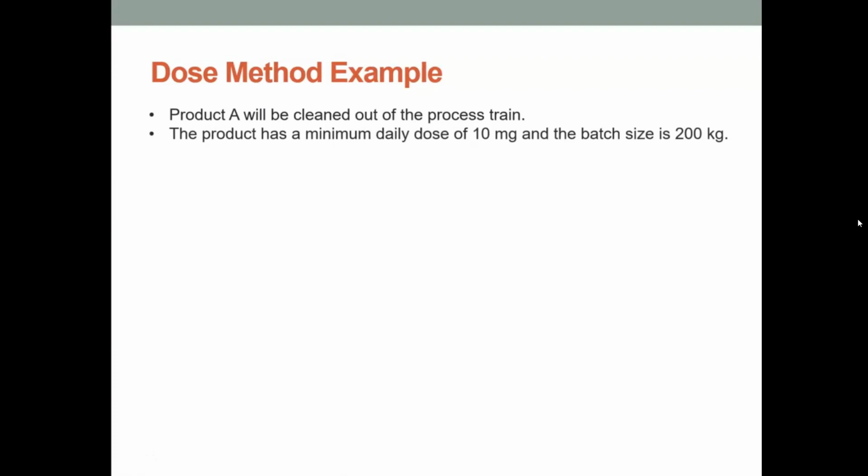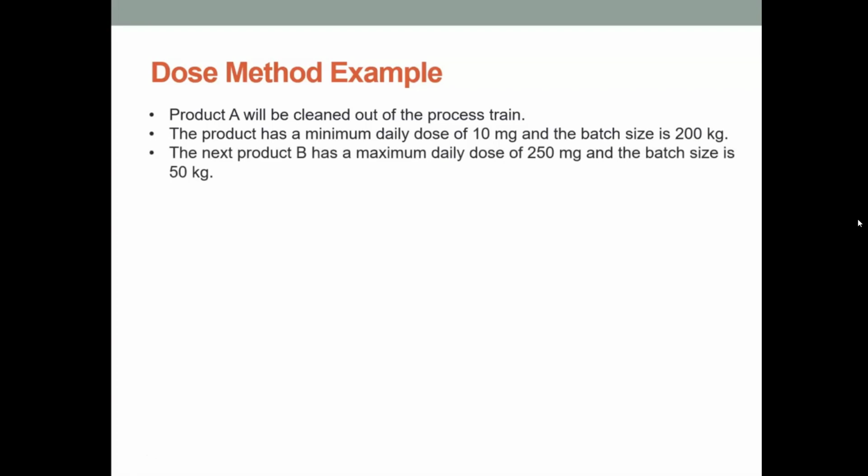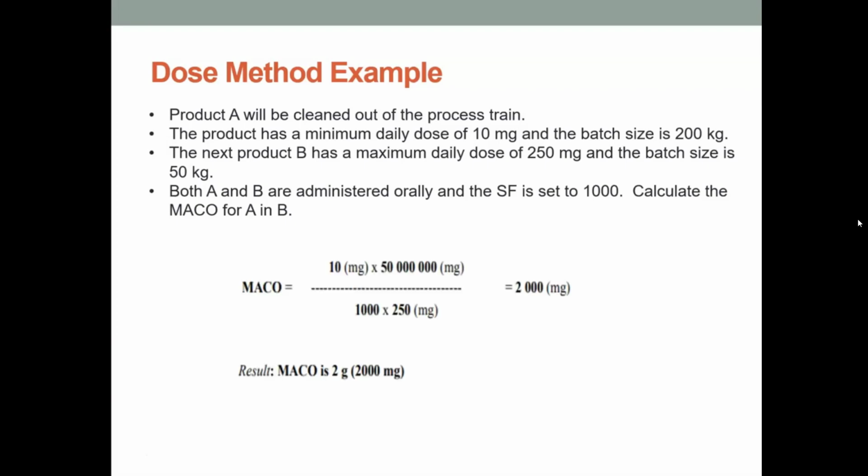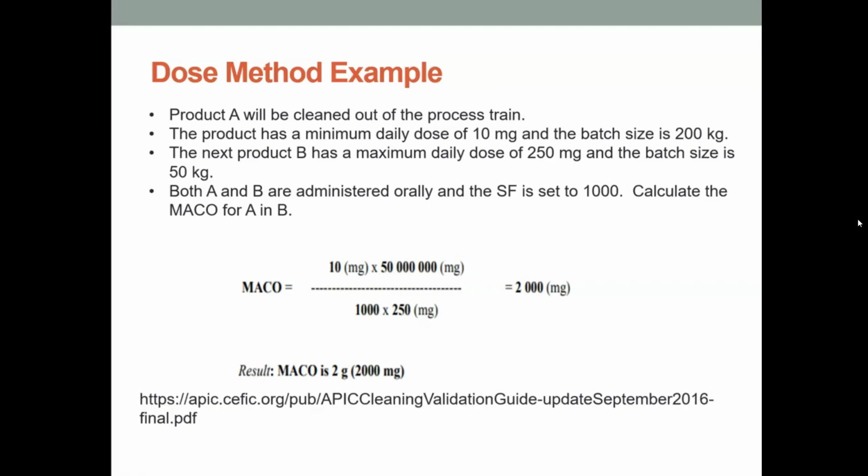In the dose method example, product A will be cleaned out of the process stream. The product has a minimum daily dose of 10 milligrams and the batch size is 200 kg. The next product B has a maximum daily dose of 250 milligrams and the batch size is 50 kg. Both A and B are administered orally, and the sensitivity factor is set to 1000. So you're going to calculate the maximum allowable carryover for A and B. Your maximum allowed carryover is your 10 milligrams of your daily dose multiplied by your batch size in milligrams, all over your sensitivity factor multiplied by the maximum daily dose of B. So that gives you 2000 milligrams.